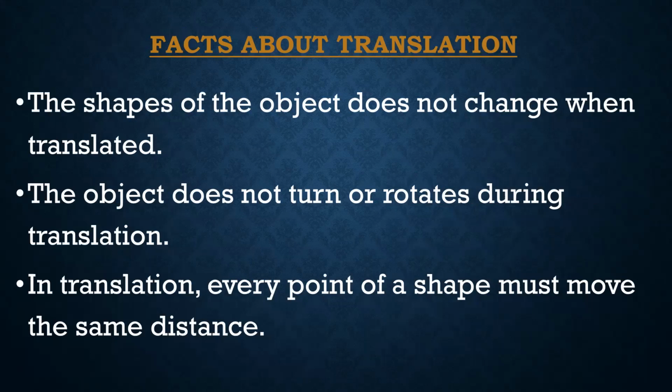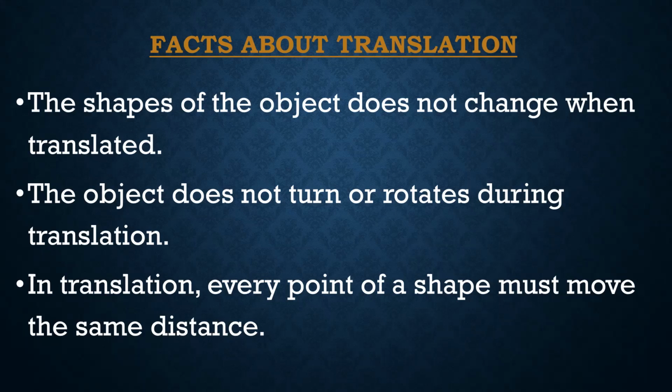The object does not turn or rotate during translation. That is the second bullet here, and it tells us how the object will look. When you translate a shape and find that your image has been turned around, you must amend what you have done, because one of the facts about translation is that the object does not turn or rotate. And in translation, every point of a shape must move the same distance.